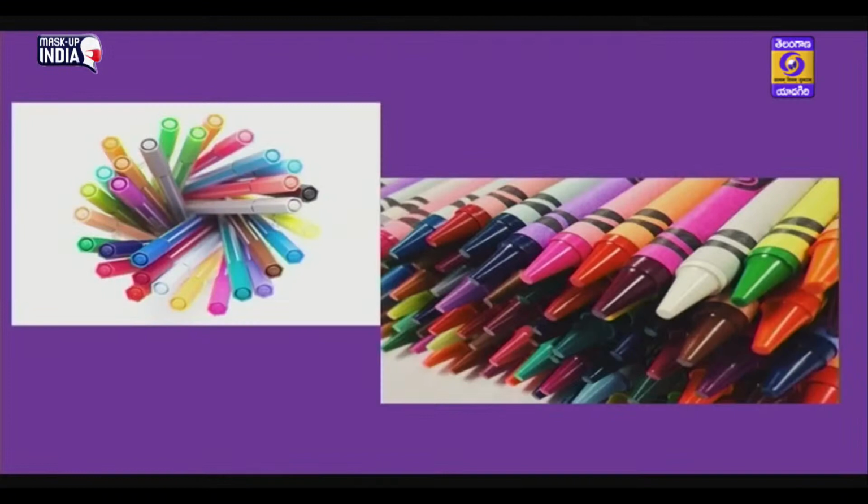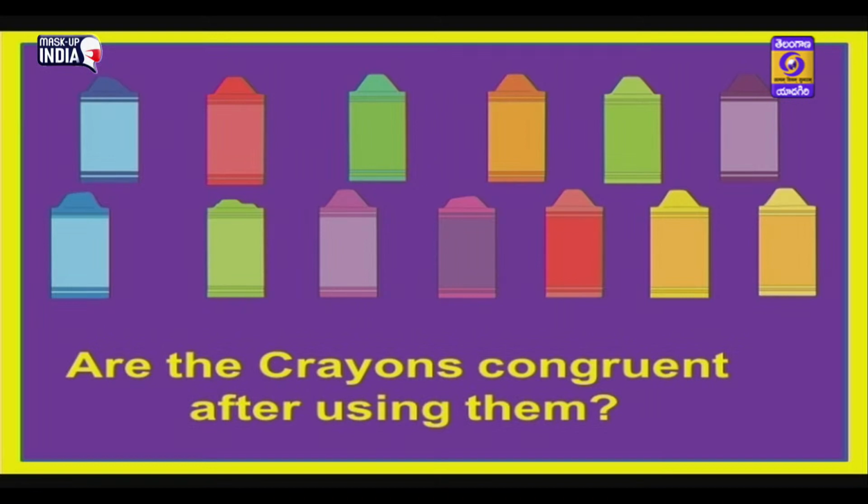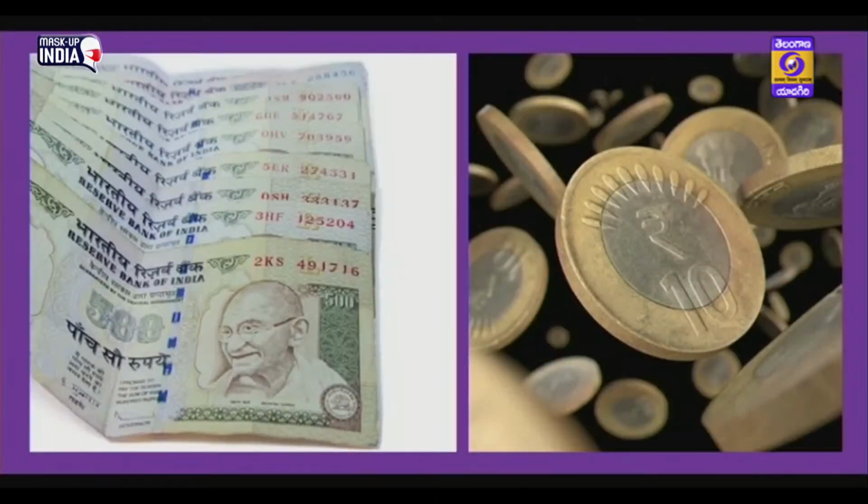Now, when you buy a pen set or a crayon set, you might have seen that they are all congruent. Now, when you use the crayons for drawing, you might need few colors more and you might not use few colors at all. So, after using them, do you think they are congruent? No. You can observe here, the used crayons are not congruent. And the currency notes children, you can see all the currency notes with same denomination are always congruent. You can observe the coins on the right side, they are all congruent. They are all same in shape and same in size.